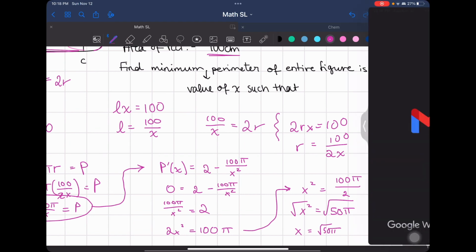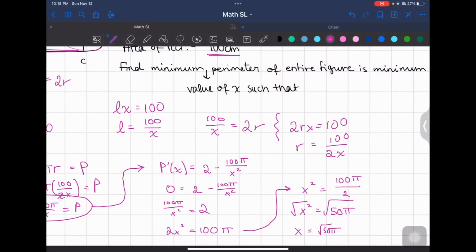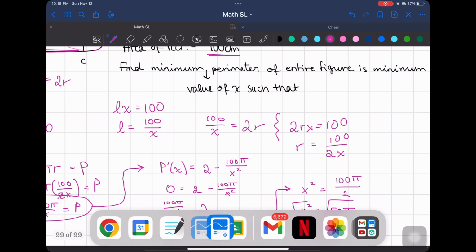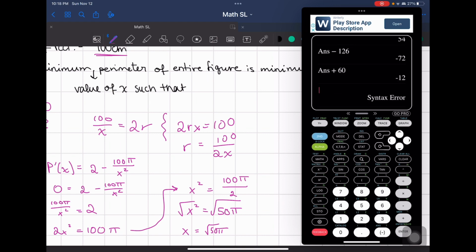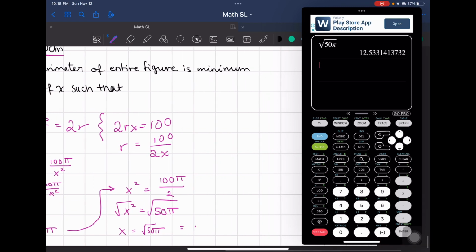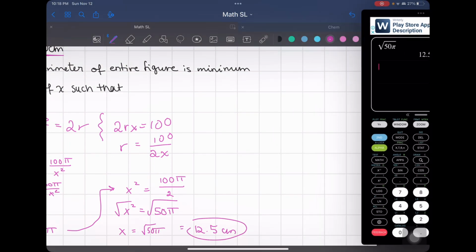We can put this on the calculator. Put this on the calculator and we can get square root of 50 pi, which equals 12.5 centimeters. And that is the smallest value of x.